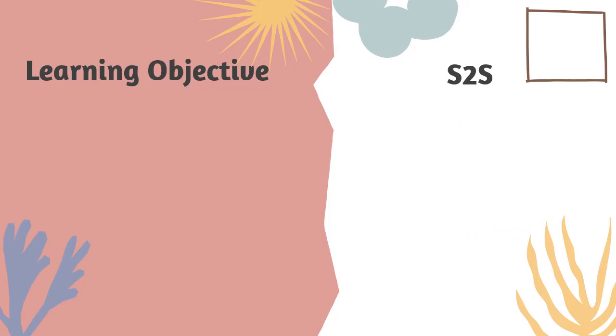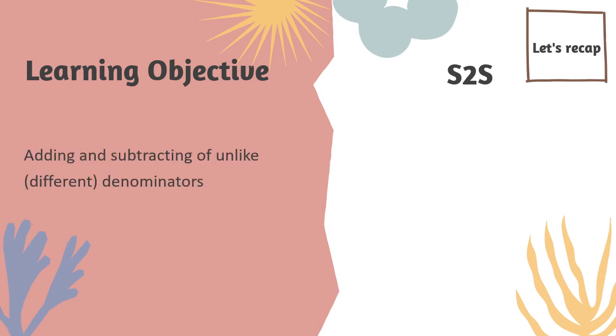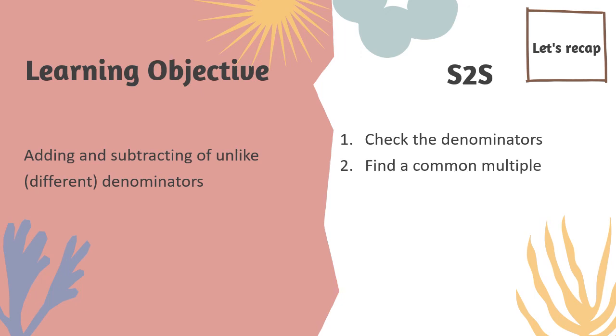Let's just quickly recap our learning objective and our S2S for today. Today we are adding and subtracting fractions with unlike or different denominators. Our S2S for today are, the first one, we need to check the denominators. We need to check if they are the same or if they are different. So if they are different, we need to find a common multiple by first listing the multiples of the denominators.